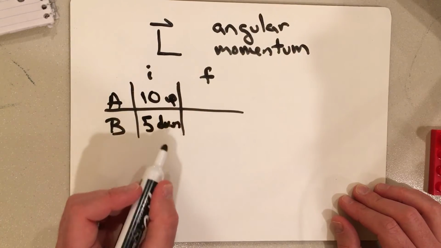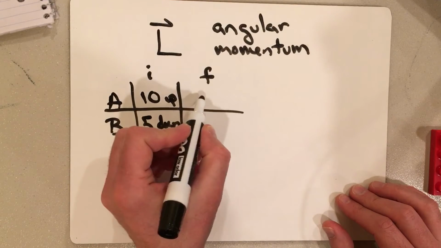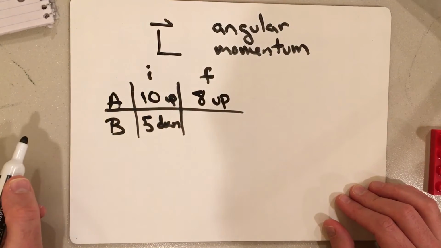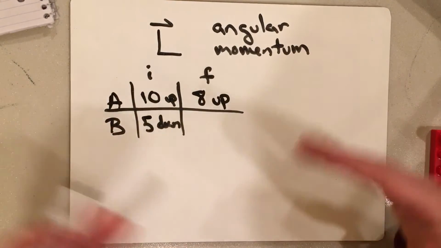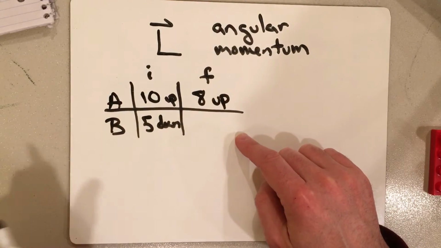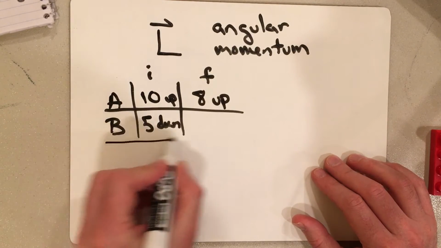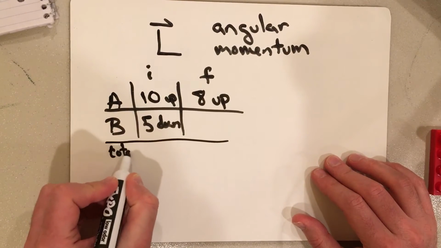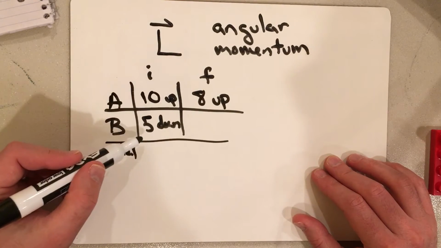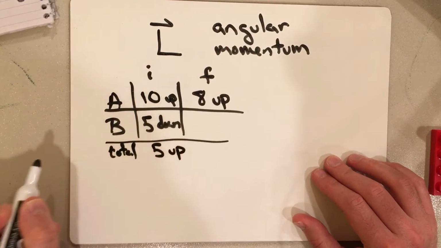Now, if sometime later I look at A and it has an angular momentum of, let's say, 8 up, well, the total amount of momentum can't change, so I can use this knowledge to figure out how much angular momentum B has. Here, this is 10 up, this is 5 down, so we'll call down negative. That's 10 minus 5. That means there's a total of 5 up.